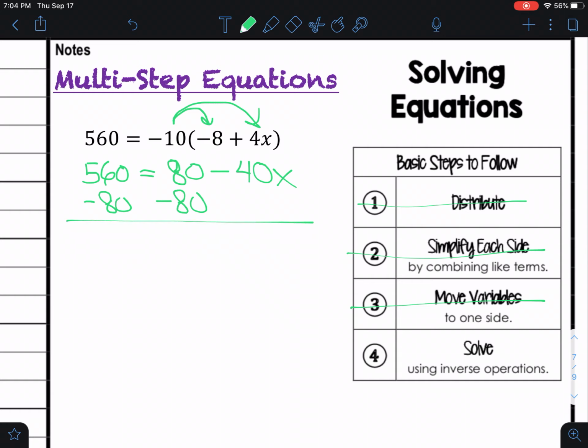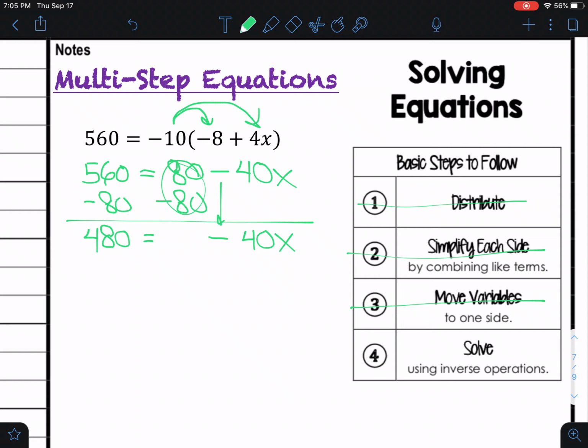Okay, so now this is 480 is equal to, that drops out. Now here you have to be careful. Don't forget to bring down that negative sign too, okay? So I've got -40x. A lot of people forget that, and then their answer is wrong. It's the wrong sign, okay?